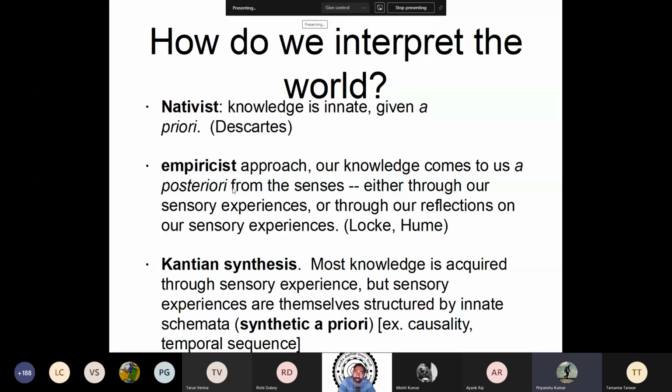So probably that's the difficulty. So let's look at other people, and then perhaps we'll converge. The empiricist approach, of course, is the opposite to that. They say that our knowledge comes to us a posteriori from the senses, either through our sensory experiences or through our reflections on our sensory experience. This is by Locke and Hume, again, great philosophers. So they are saying that it's coming from two things, really, not just from our senses.